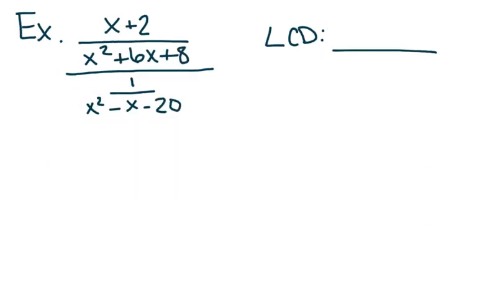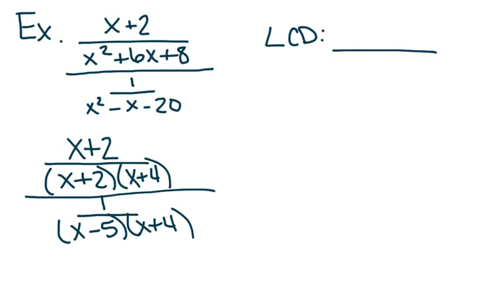Alright, we're going to move on. So we're going to do the same thing. I want you to completely factor it first. Okay, it has been completely factored. Notice that there is an x plus 2 on the bottom. I definitely want that in my LCD. There's also this x plus 4.